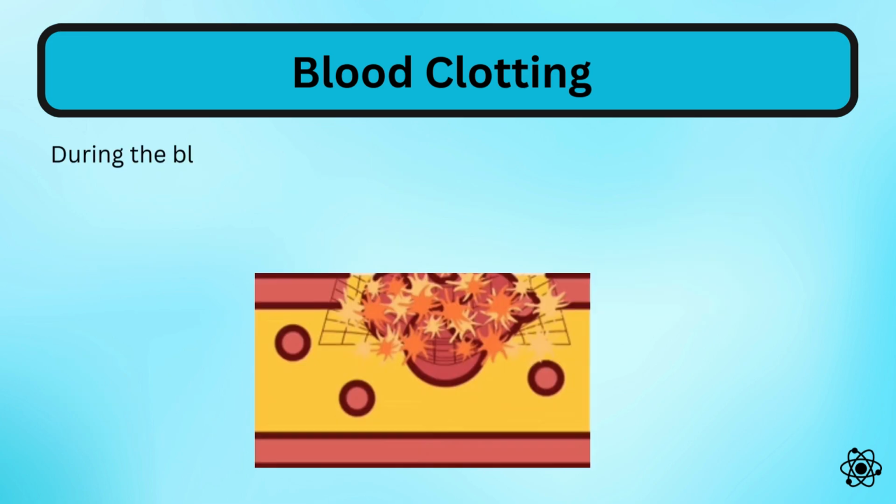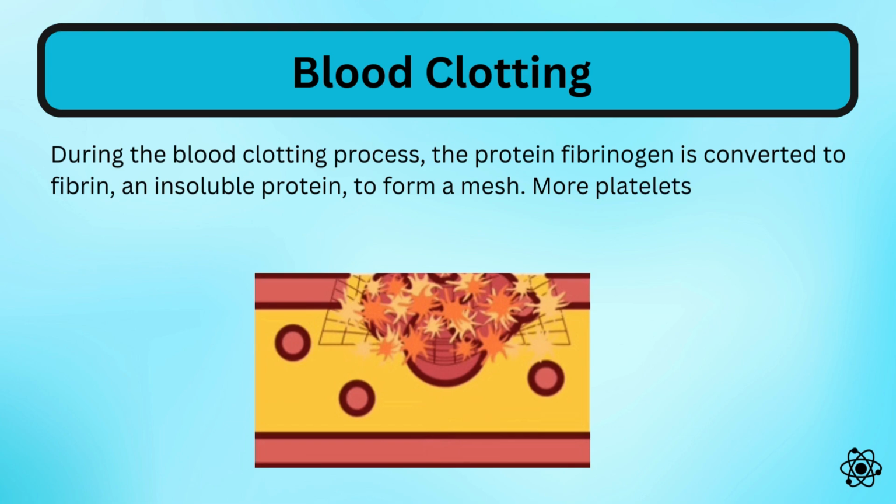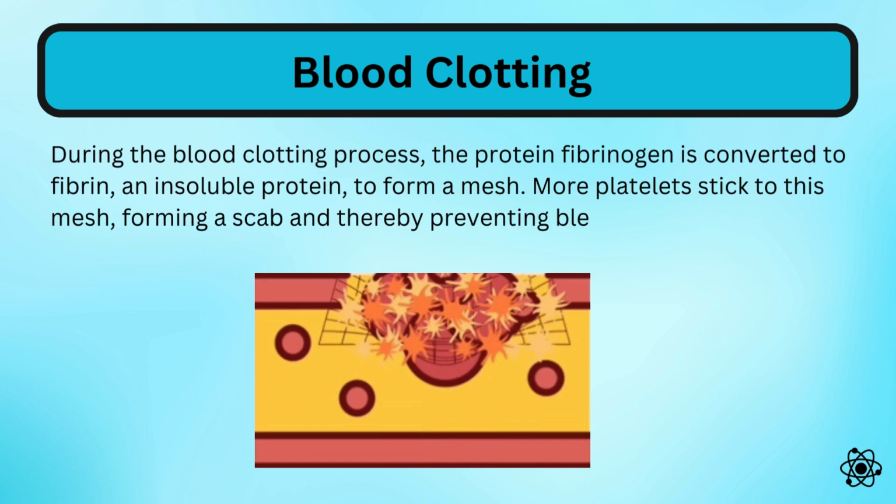So, during the blood clotting process, the protein fibrinogen is converted to fibrin, an insoluble protein, to form a mesh. More platelets stick to this mesh, forming a scab and thereby preventing bleeding by blocking the cut.